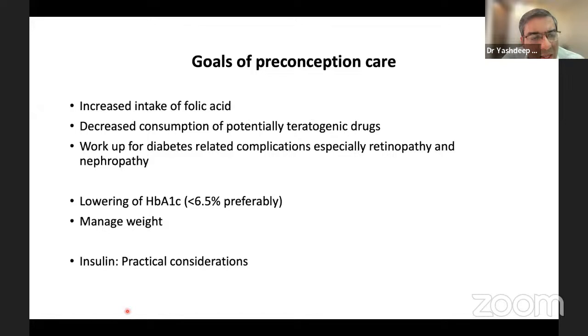Then obviously the cardiometabolic goals: optimization of A1C, preferably less than 6.5%, managing weight, managing blood pressure, and if required, lipids also. And then the patient has to be educated on practical issues like insulin related issues, which we will discuss in subsequent slides. So it involves fixing complications and changing the portfolio of drugs to those that are safe and beneficial, then cardiometabolic optimization, and then education. These are the three broad domains under which preconception care has to be provided.